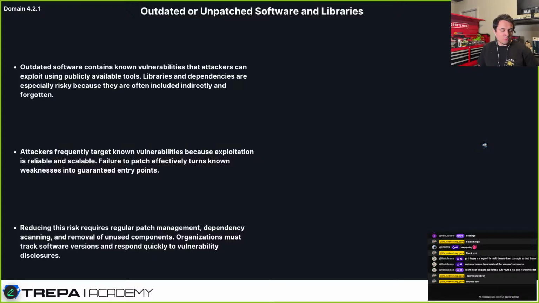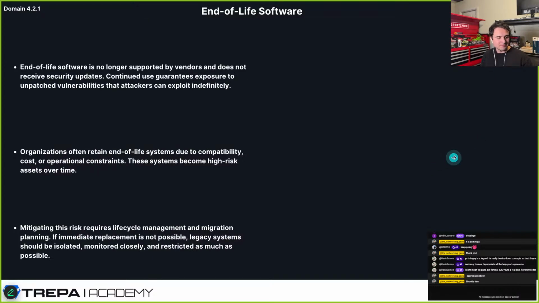Outdated or unpatched software and libraries. So this is no different than everything we've talked about with any patch. If you're using software from a third party, a software development kit, third-party libraries, guess what? You have to patch those and update those as they come out from the vendor. That's it. End-of-life software. We've talked about this a lot. If it's an end-of-life system, there's no longer patches coming out, you need to upgrade or accept the risk and use some compensating controls.